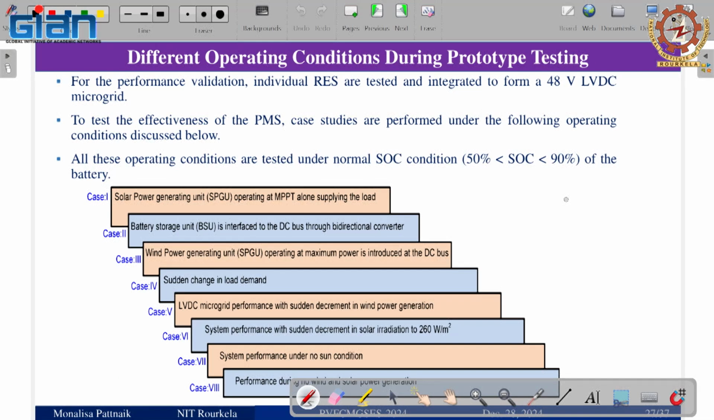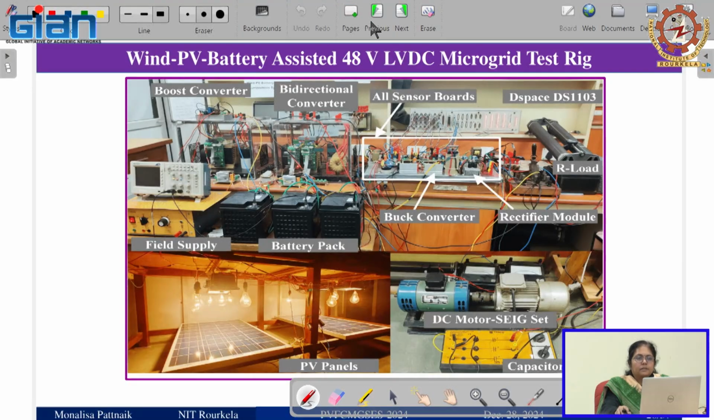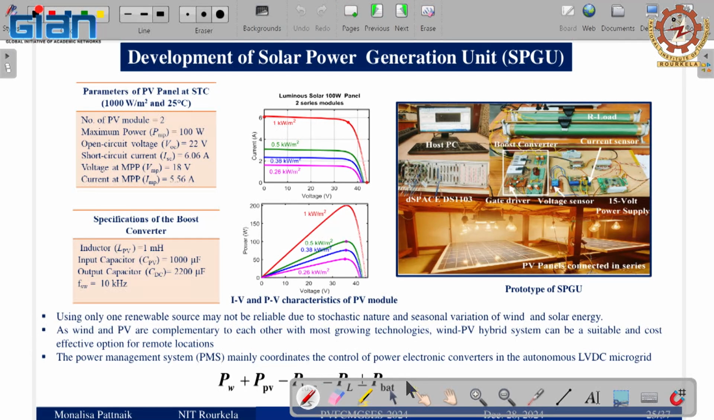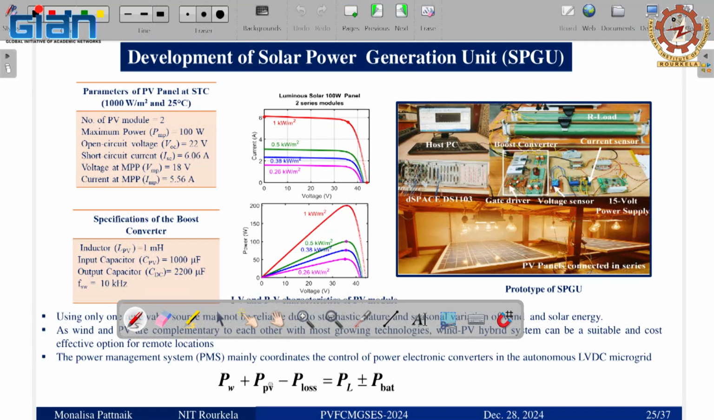After integrating this PV, we again tried different operating conditions. We have added a PV system, one more generation, so the complexity increases. Here, wind plus PV power minus the system loss should be equal to the load power, or the battery can be charged or discharged depending on your generation.